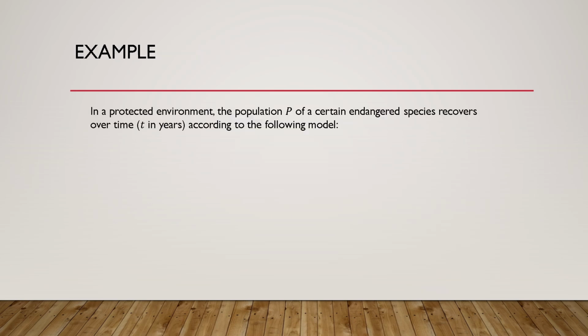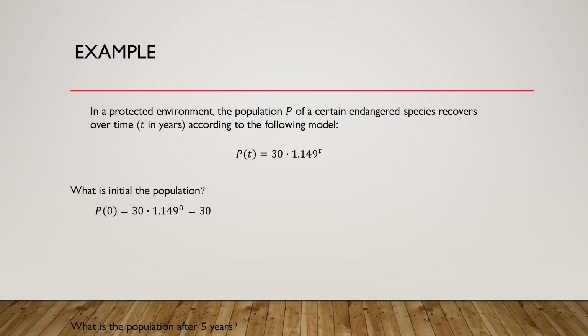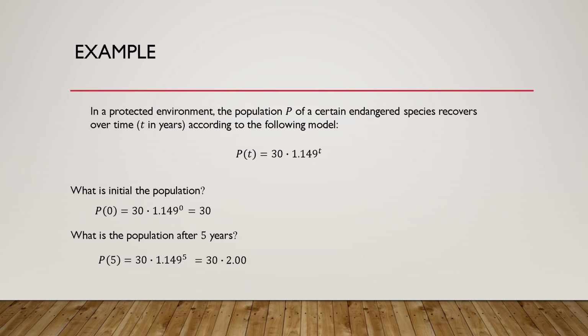In a protected environment, the population P of a certain endangered species recovers over time, T in years, according to the following model. P of T equals 30 times 1.149 to the power of T. To find the initial population, we calculate P of 0, or 30 times 1.149 to the 0 power, which equals 30. To find the population after 5 years, we find P of 5, or 30 times 1.149 to the 5th power, which equals 30 times 2, or 60.